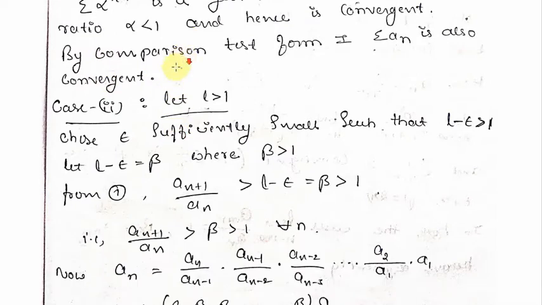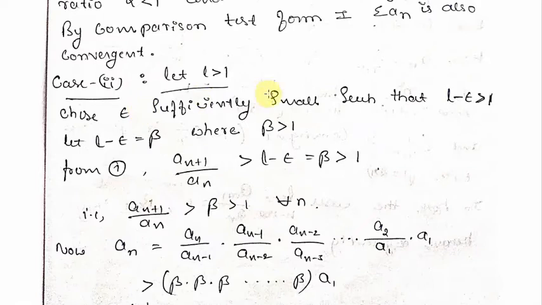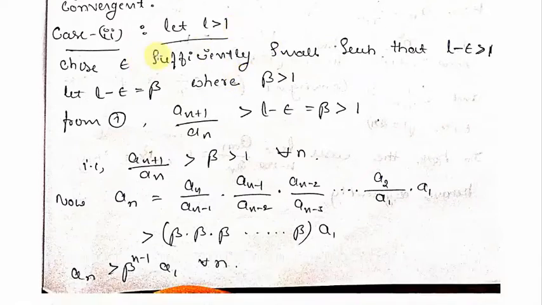This is case 1. Let us see case 2, when L is greater than 1. Now choose epsilon in such a way that L minus epsilon is greater than 1. We have L greater than 1. Choose epsilon such that L minus epsilon is also greater than 1. Now put L minus epsilon equal to beta. Then beta is greater than 1.